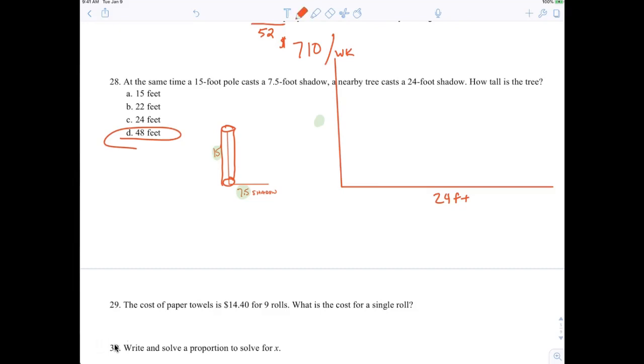All right. Now, if you want to do it as a proportion, you could just say 15 over 7.5 equals x over 24. But I'd much rather do it like he said. Just make a simple observation on that.